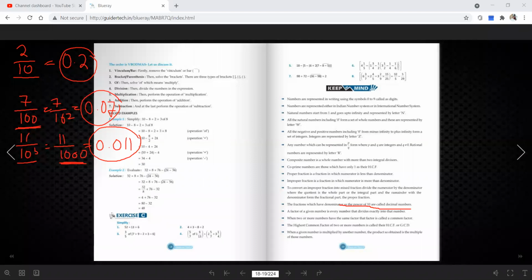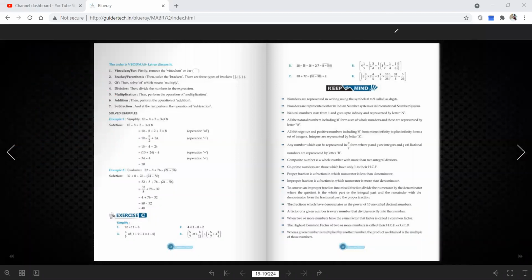Highest common factor is known as HCF, and GCD is already explained. When two or more numbers have the same factor, that factor is called a common factor. It's very easy. Okay, any more questions from this? So the co-prime concept you have just understood. Okay. Let me see if anything else from this chapter needs to be explained.